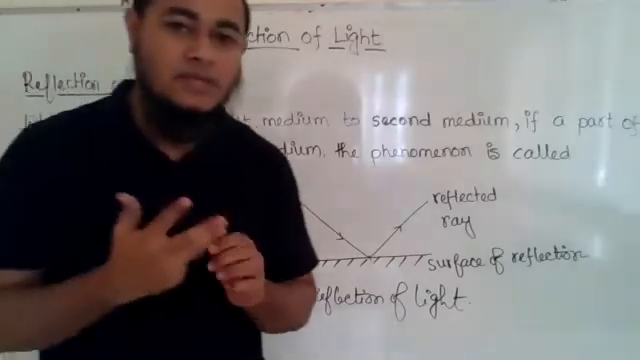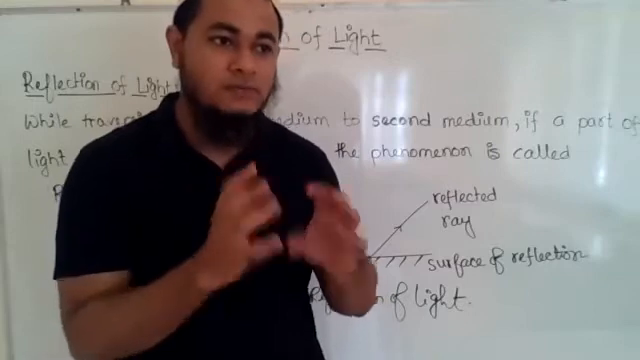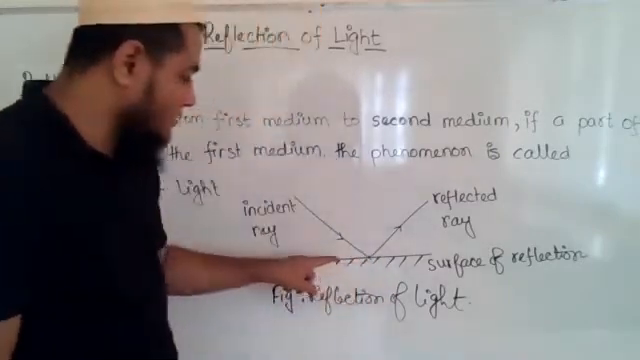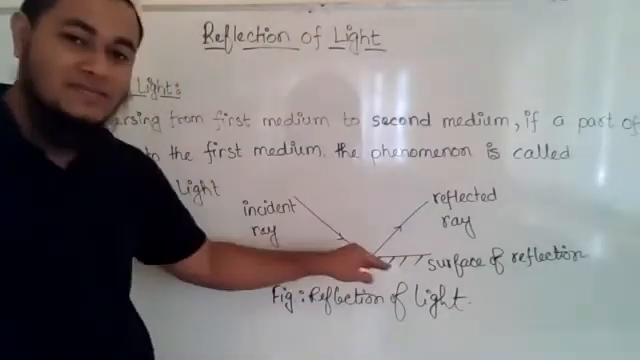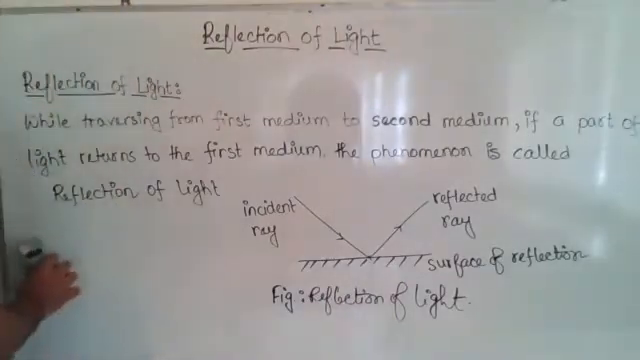And the third phenomenon that occurs is absorption. A certain portion of light is absorbed by the surface on which the light is incident. If I show it through a figure, it will be like this.